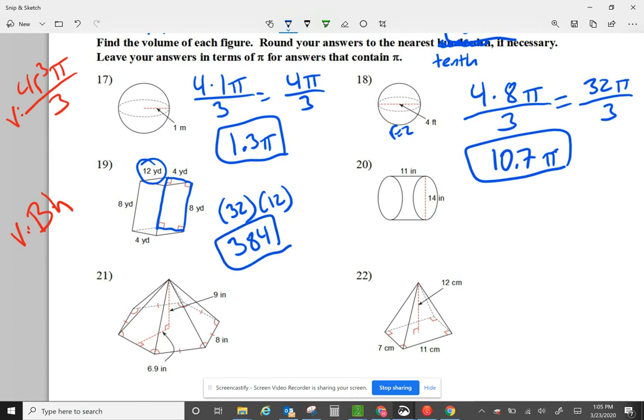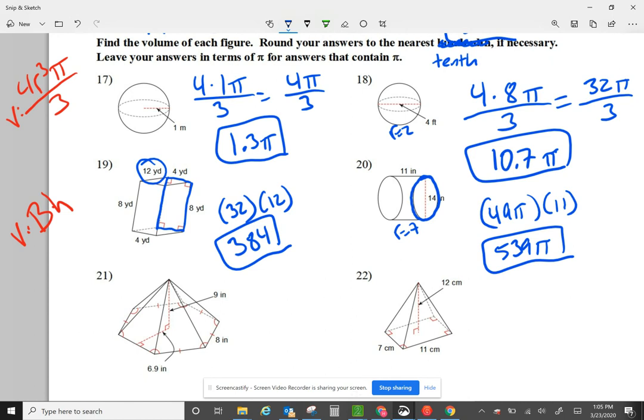Same thing for number 20, right? Prisms and cylinders. Look for the base. My radius in this case is 7. The whole diameter is 14, so the radius is 7. The area of the circle, in this case, is 49 pi. That's the area of the base. The height is 11. So 49 times 11, I know it's 539. So my answer will be 539 pi. If you have decimals, round it to one decimal place. If you have pies, leave the pies alone.